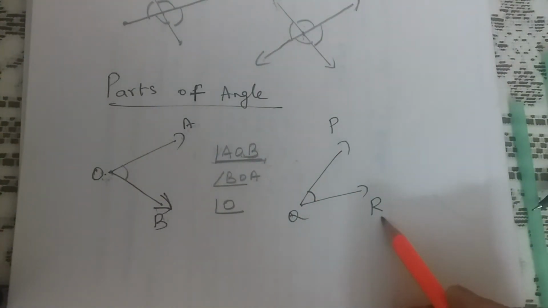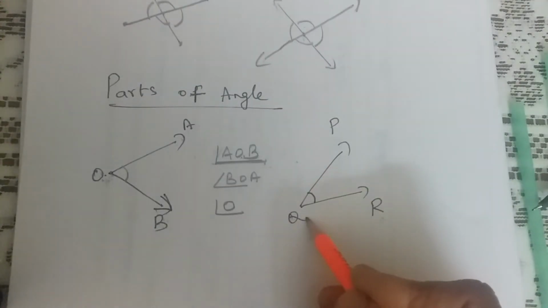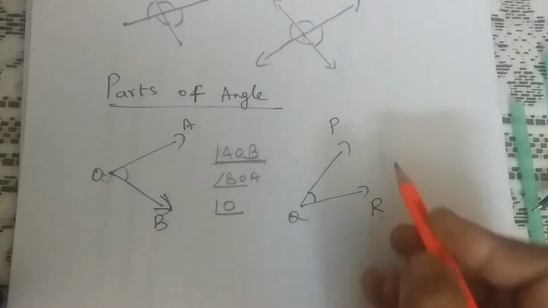PQR. At which point is the angle formed? At P or at Q or at R? Where do you get an angle? Yes, it is at Q. So how do we name this?